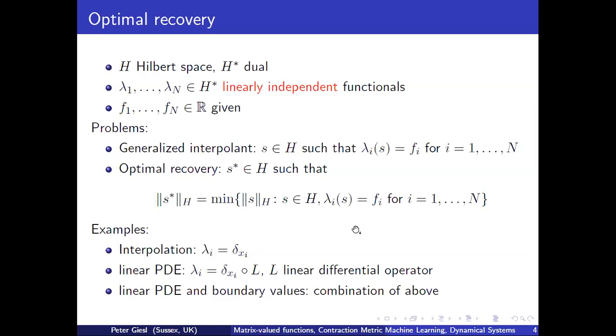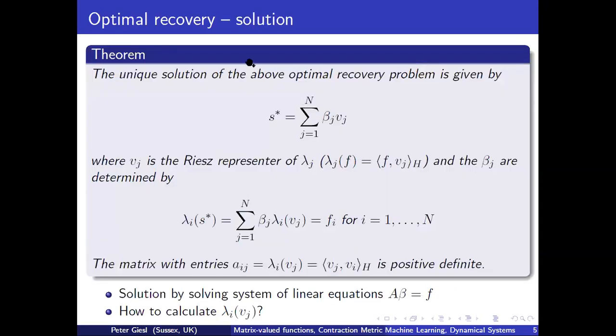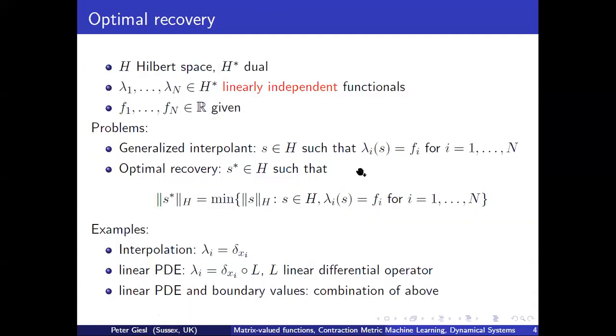Right, so what can we say about solutions for this optimal recovery problem? There's a unique solution of this problem, and it's given by, so s star, the solution of this problem is given by a linear combination with coefficients beta j of v j, and the v j's are the Riesz representatives of the lambda j's. The lambda j's on the previous slide were our given linearly independent functionals.